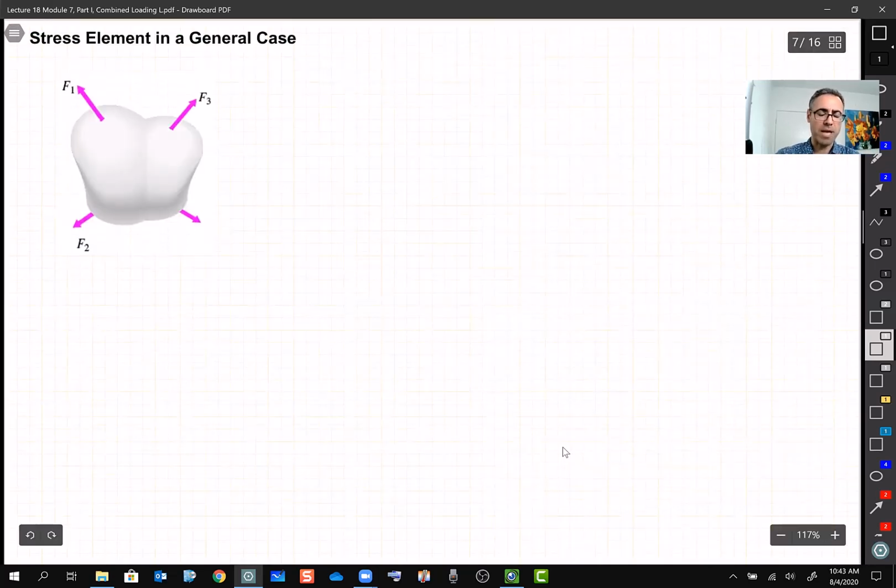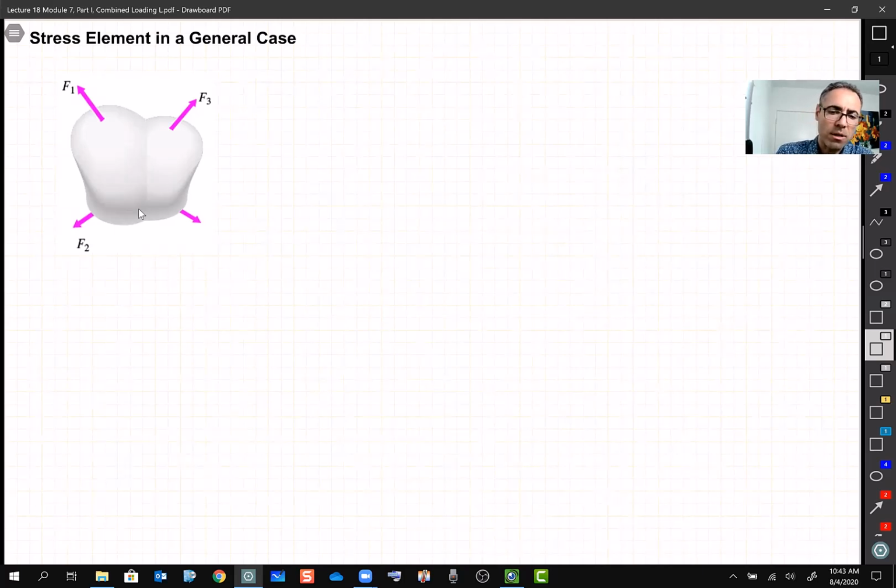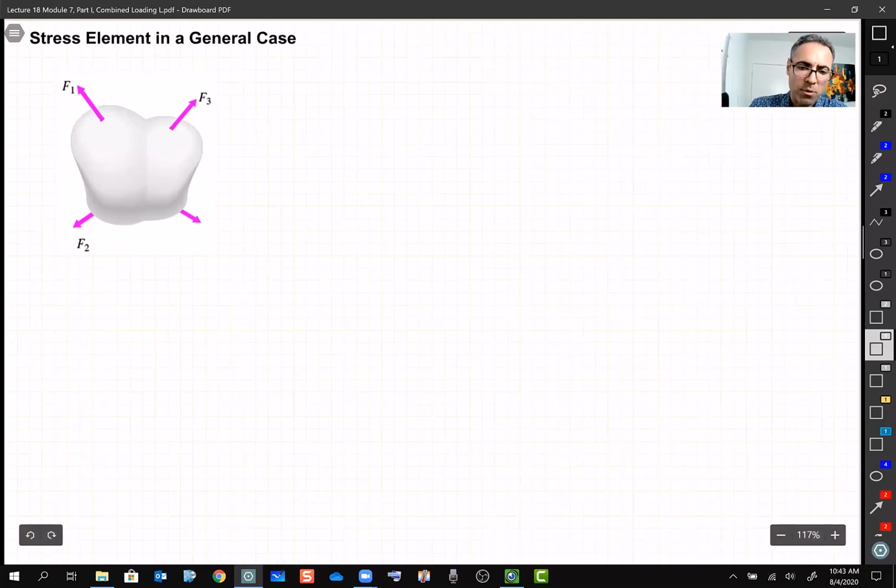But how can we do that? Let's say in a very, very general case, you have a 3D part, a member, which I show as a weird shape, trying to emphasize that it doesn't have to be any particular shape. It can be a cylinder, it can be a cube, it can be anything. Now, let me move myself up there so I have more room.